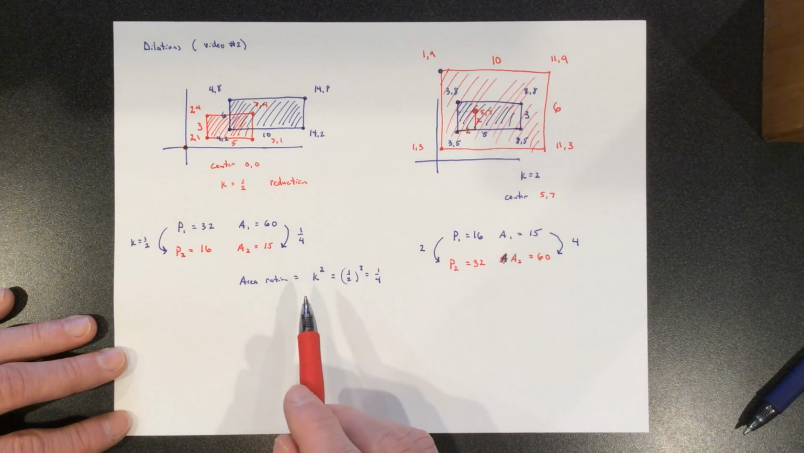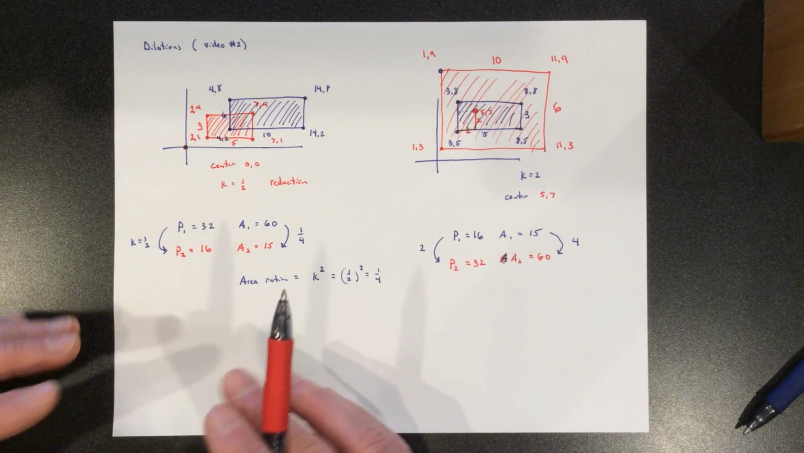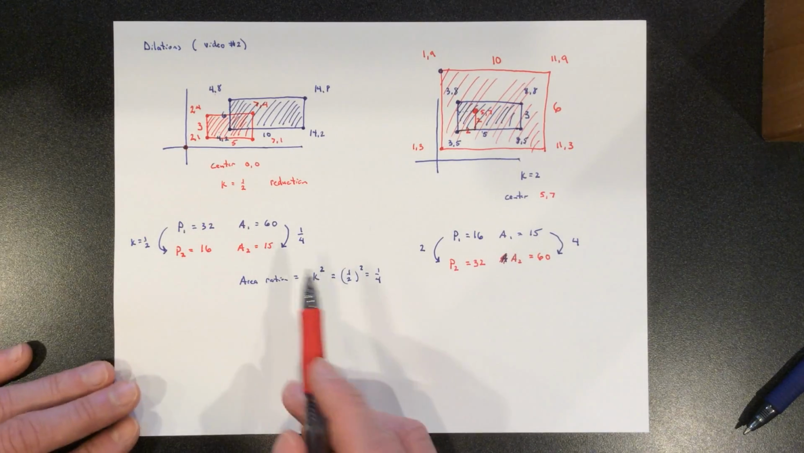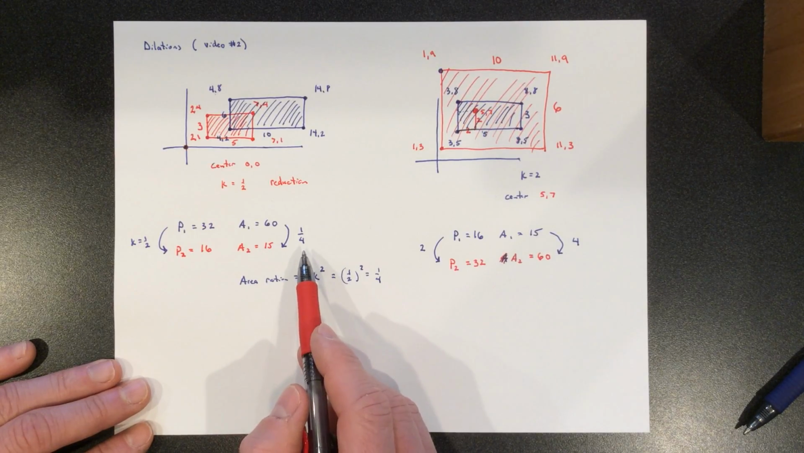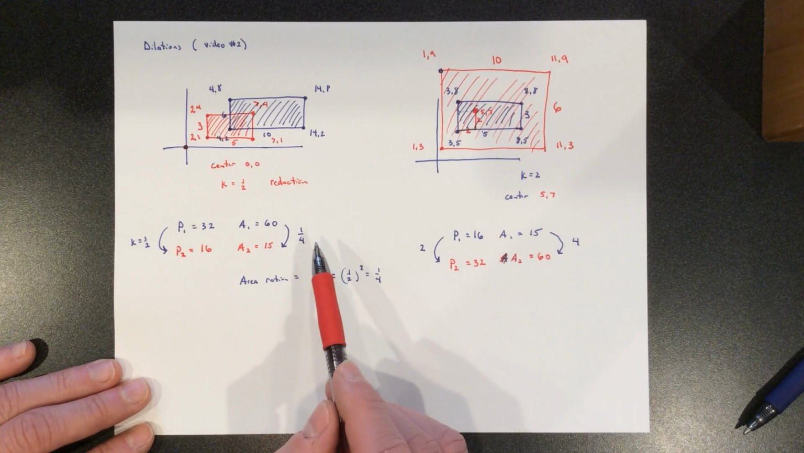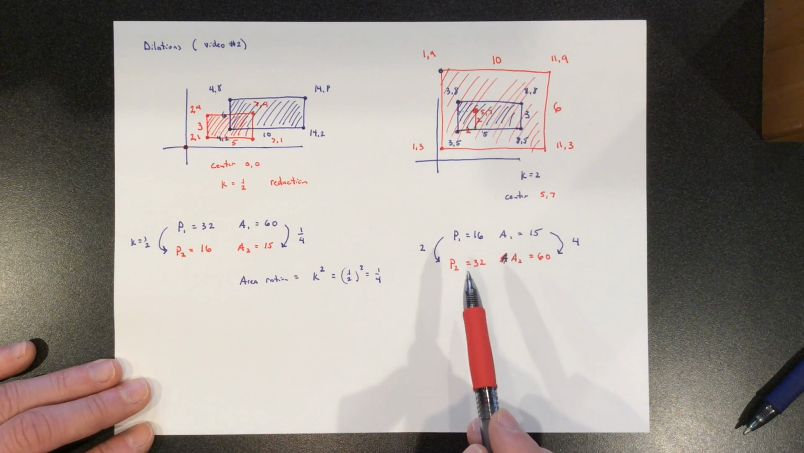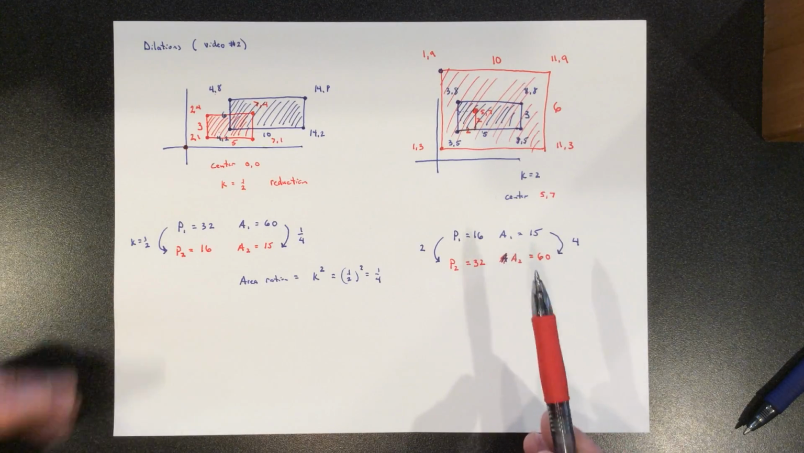And again, I'm really harping on knowing that the scale factor is the ratio of all the side lengths, which will be the same as the perimeter ratio, and the area ratio is the square of that scale factor. Scale factor was 1/2, area ratio is 1/4. Scale factor is 2, area ratio is 4, right? 2 squared. Okay, hopefully this helps.